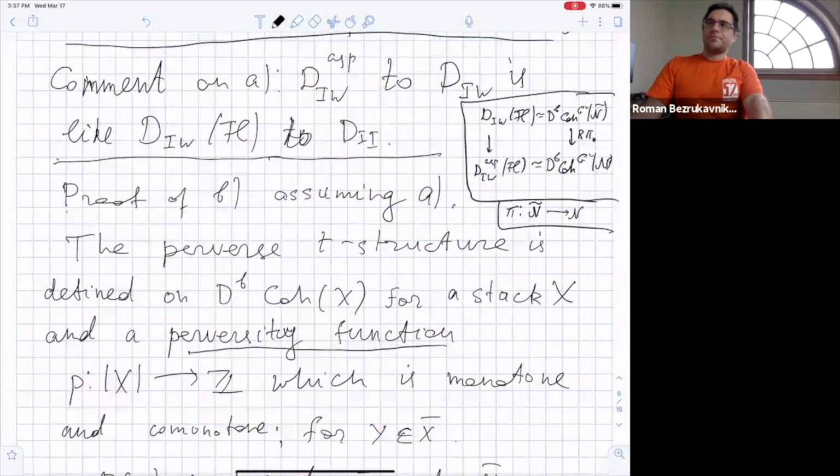If you want to build a theory for constructible sheaves, there are actually no restrictions. The most commonly used, the most useful perversity is the dimension perversity, with p of the stratum, or you could say of a Zariski point, being minus dimension. But you can also take any other Z-valued function.